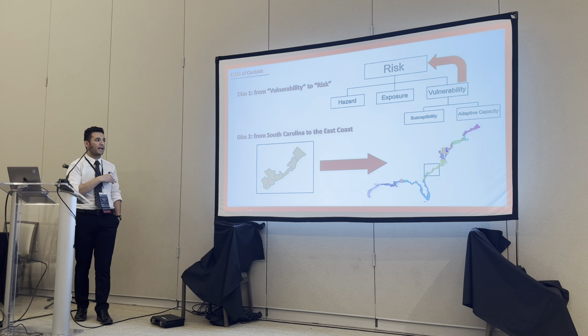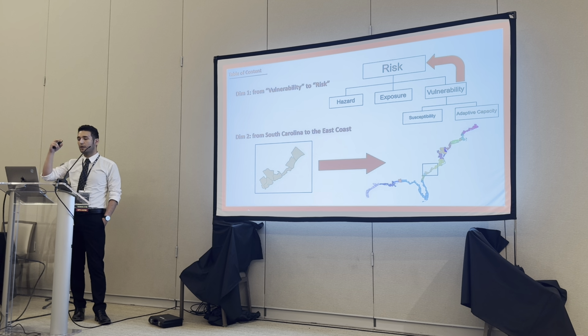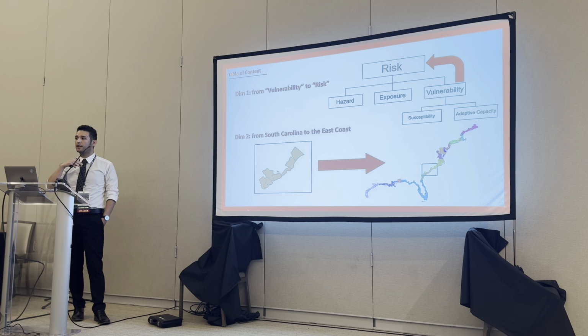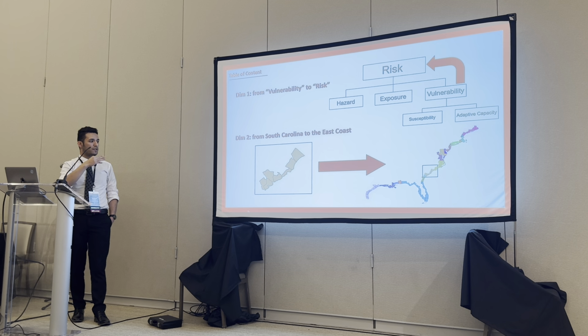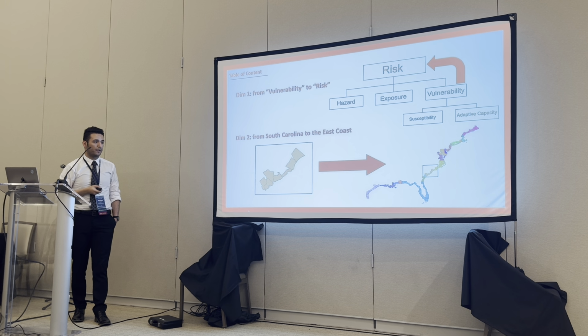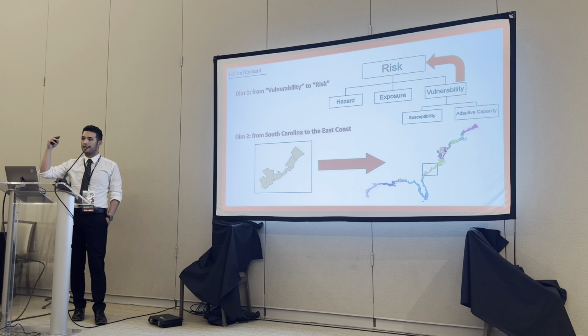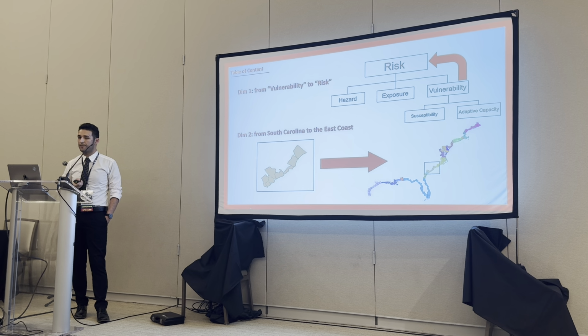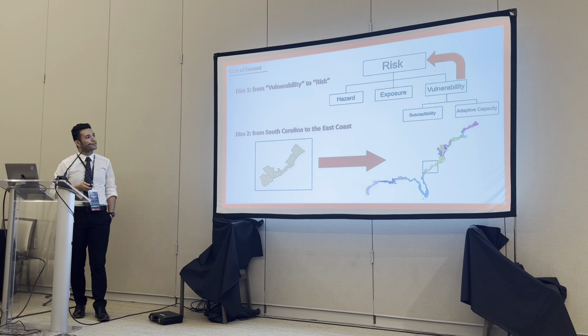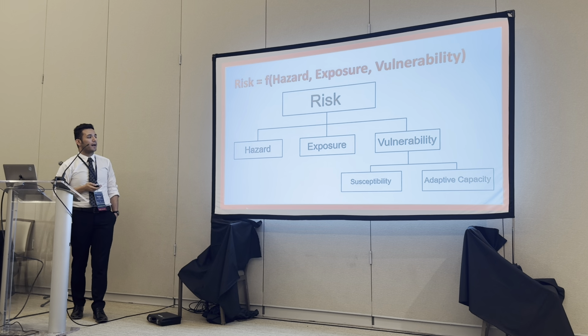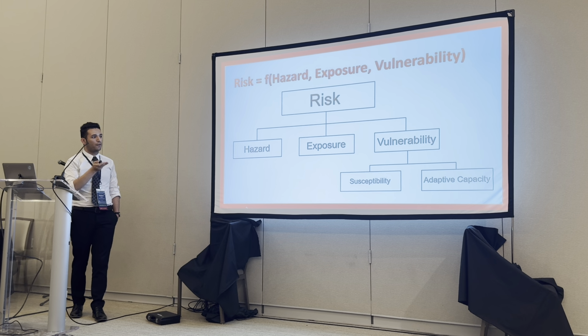In the previous work, as I explained, we studied the east coast parts of South Carolina. So it was 5-6 counties only. But in our next work, we are studying the whole east coast of the United States. So it's almost 200 counties. It's a huge increase. But what do I mean by changing our focus from vulnerability to risk?